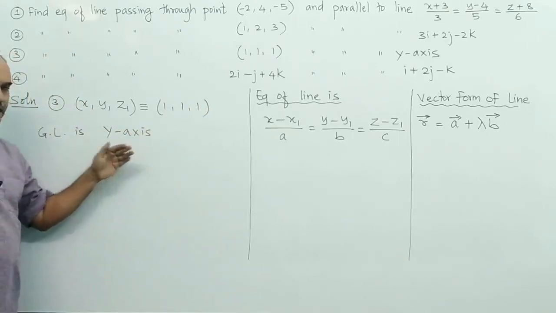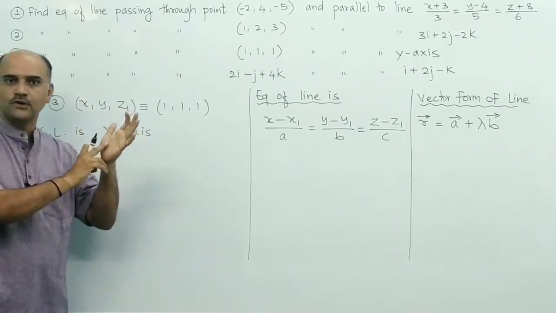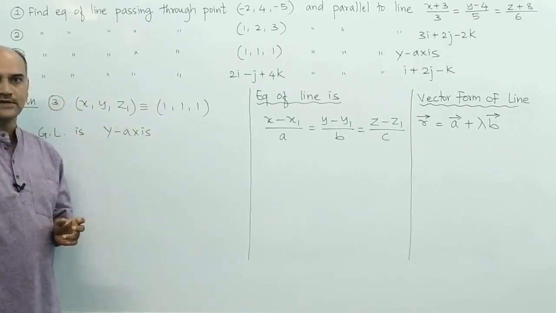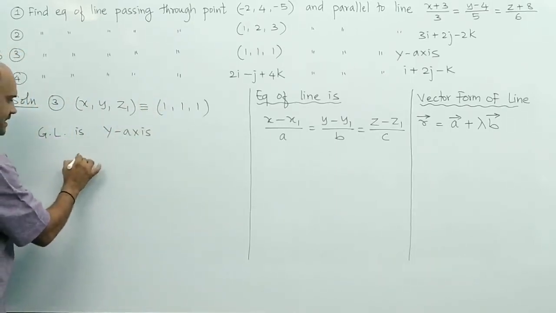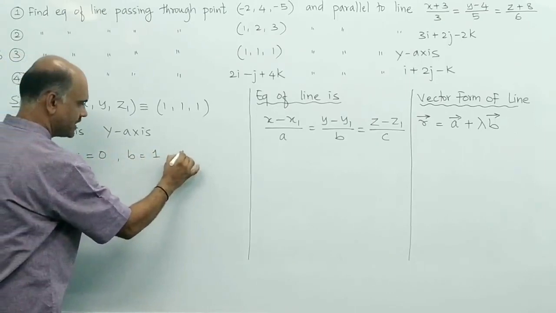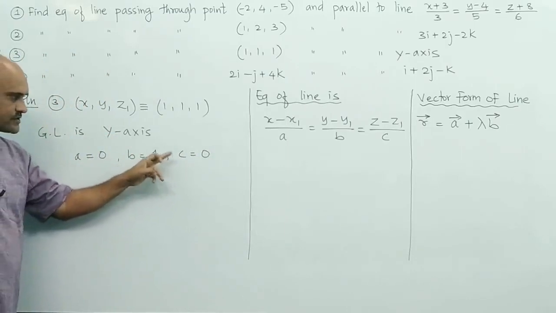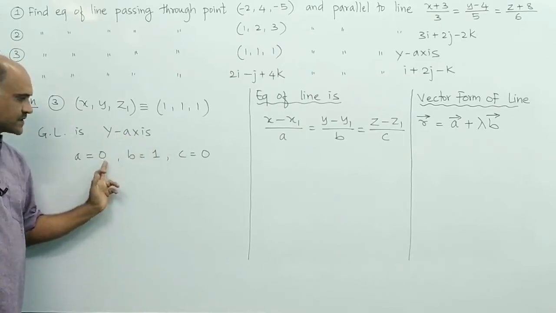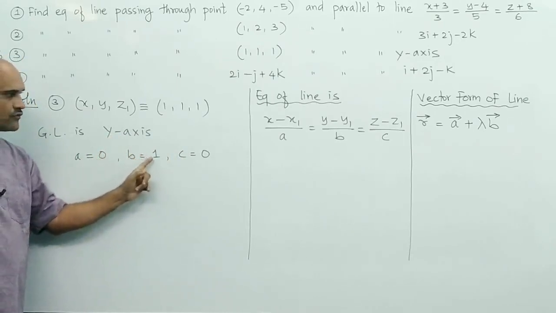So now do you remember direction cosines or direction ratio of y-axis? For x-axis direction cosine or direction ratio is 1, 0, 0. For y-axis 0, 1, 0. For z-axis 0, 0, 1. Means for y-axis a is equal to 0, b is equal to 1, c equal to 0. If it is x-axis, 1, 0, 0. If z-axis, 0, 0, 1. Y-axis is 0, 1, 0. So direction cosine or direction ratio of y-axis is 0, 1, 0.